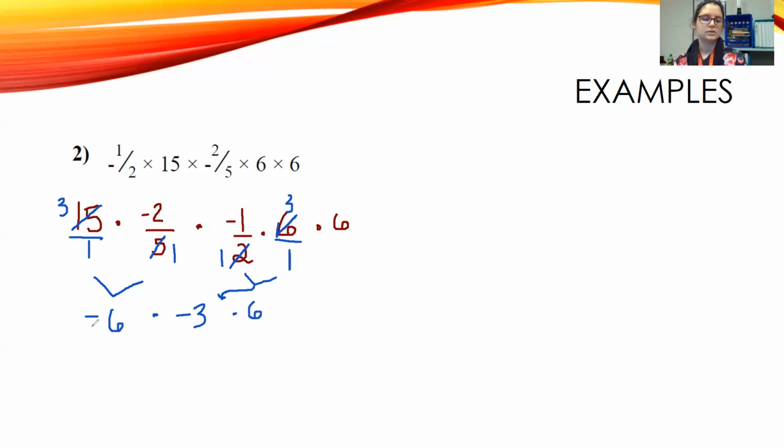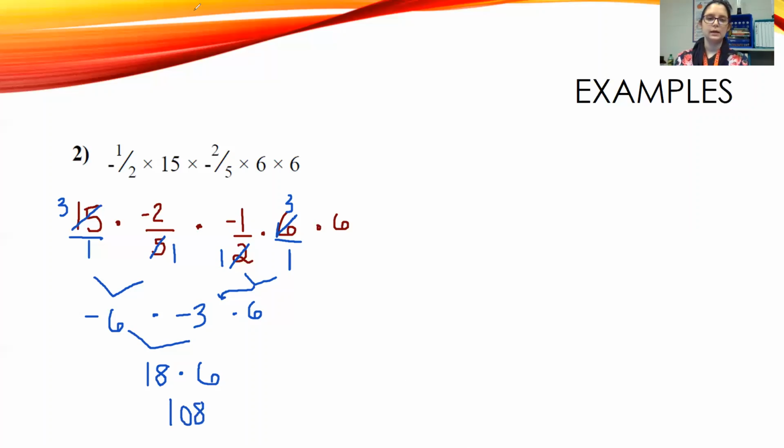Okay, now we're going to multiply. I am going to leave them in this order because a negative times a negative is a positive, and I can go ahead and deal with that. So -6 times -3 is a positive 18. Bring down my 6. 6 times 18 is 108.